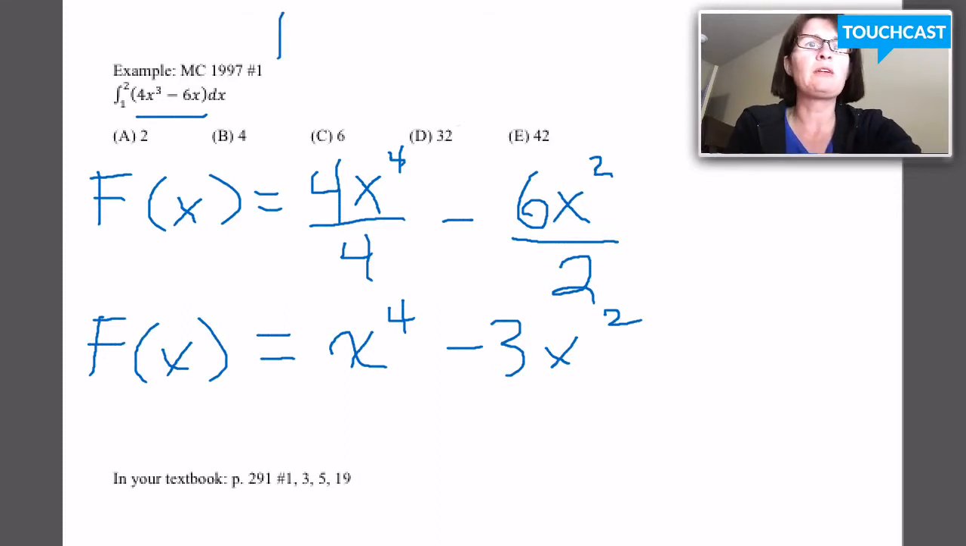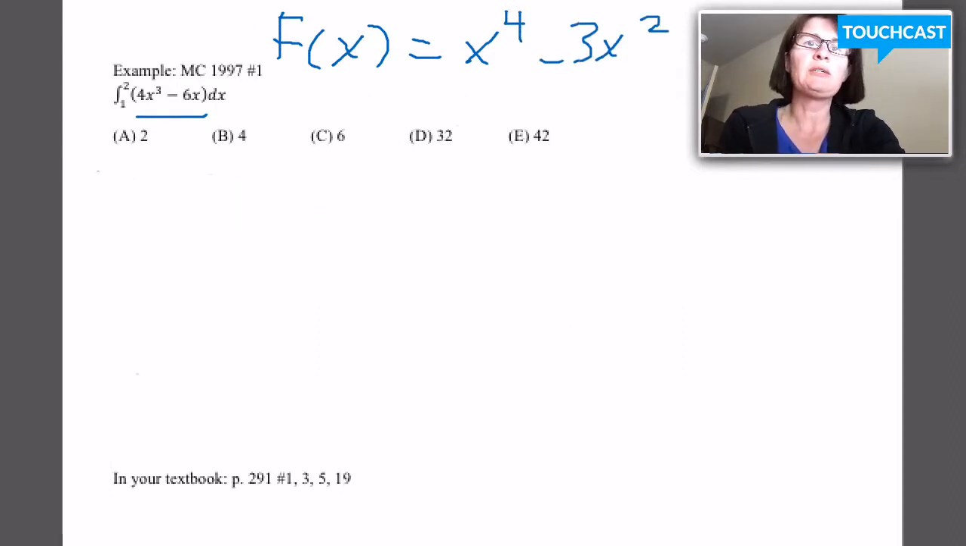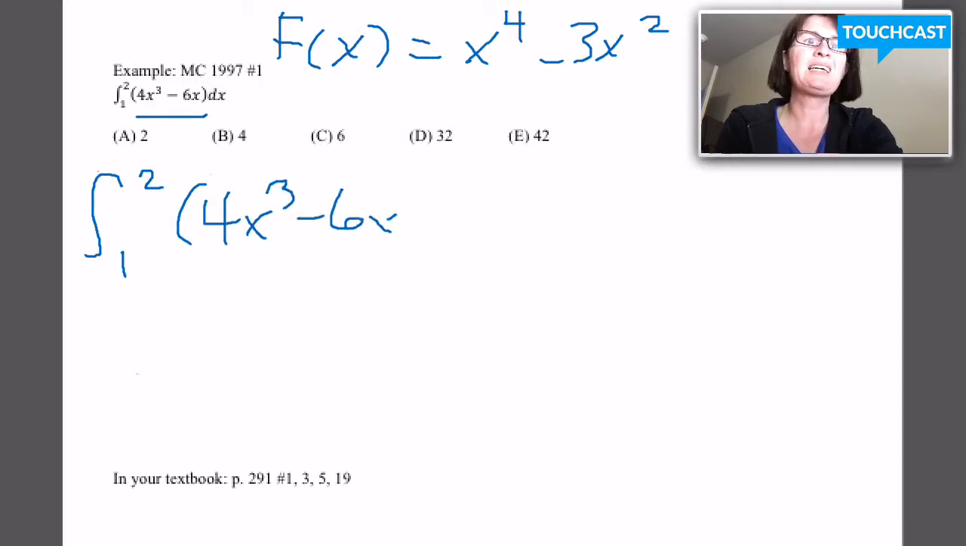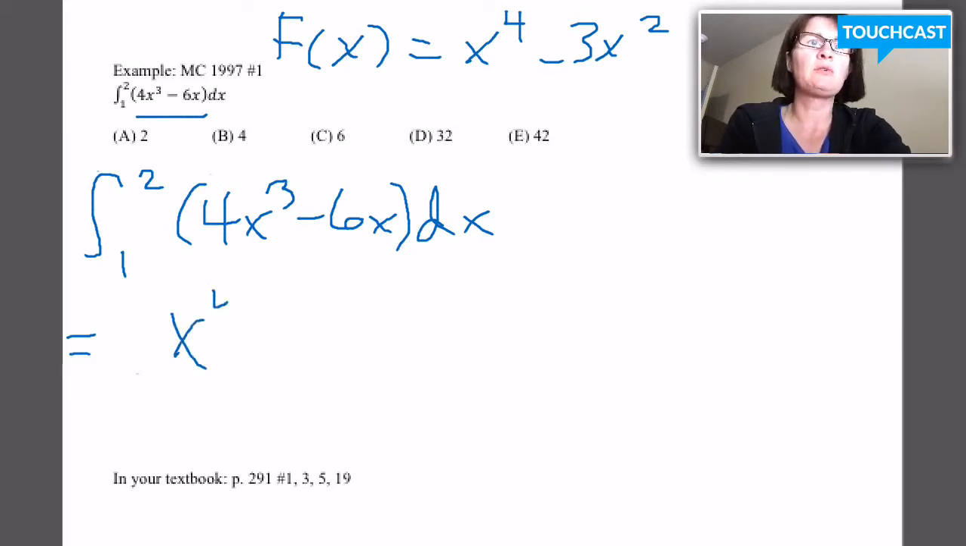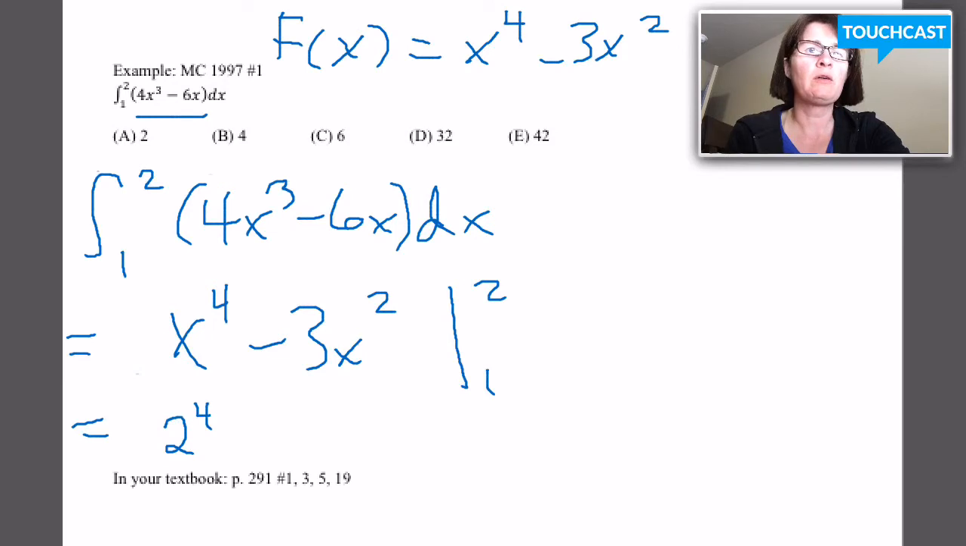So I'm going to write that up here. I'm going to use F of x equals x to the 4th minus 3x squared. And here's what I'd do. The integral from 1 to 2 of 4x cubed minus 6x dx is going to equal, my antiderivative is x to the 4th minus 3x squared, evaluated from 1 to 2. So I'm going to plug in 2 for all the x's. So it's going to be 2 to the 4th minus 3 times 2 squared. And I'm going to subtract.